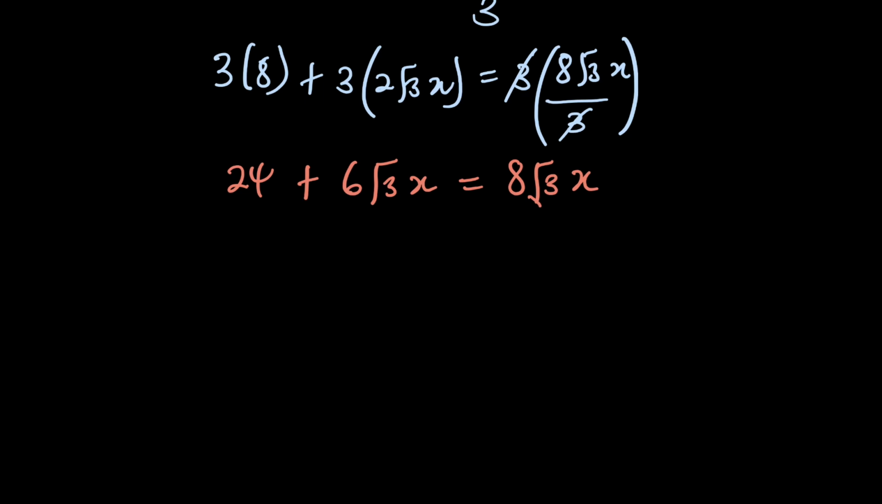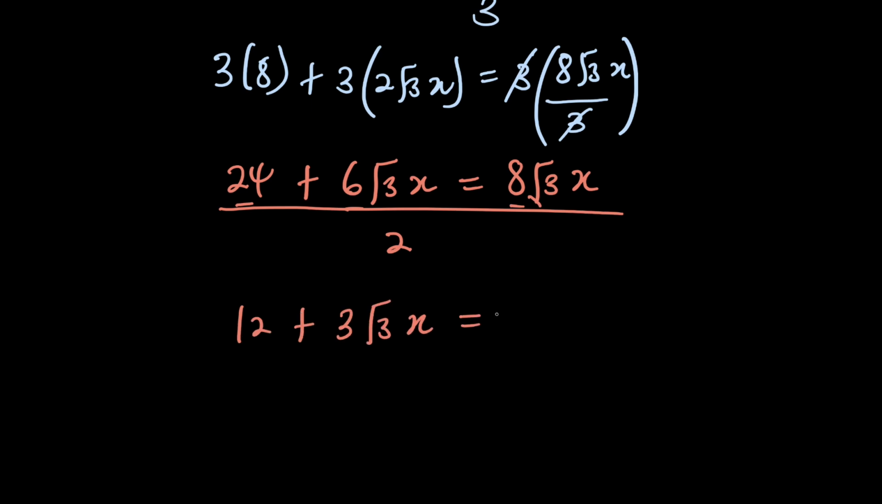Now it is looking good, but we can simplify. This is 24, 6, 8. We can cancel out, okay? So 2 can cancel out, so we divide everything by 2, and that's going to give us 2 divides 24. We're going to get 12 plus 3 root 3 x equals 4 root 3 x.